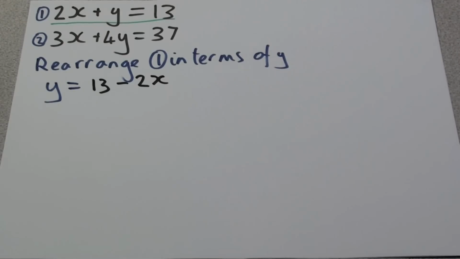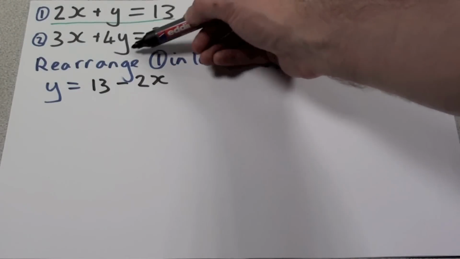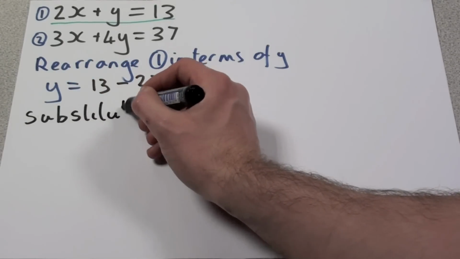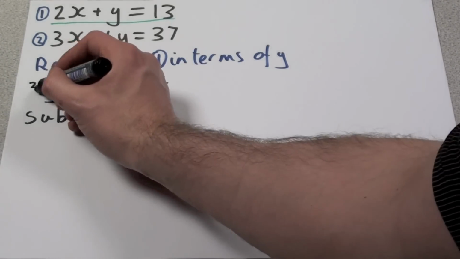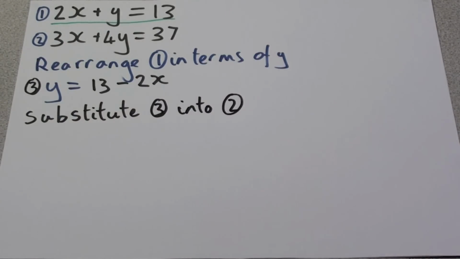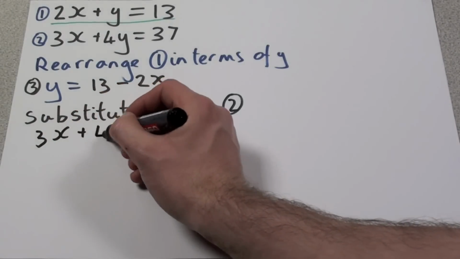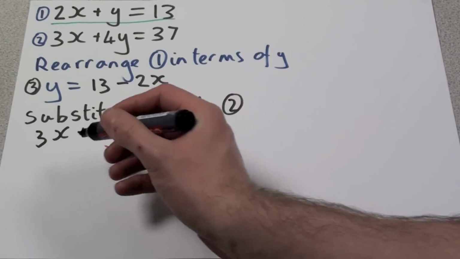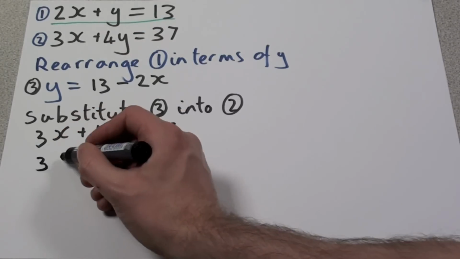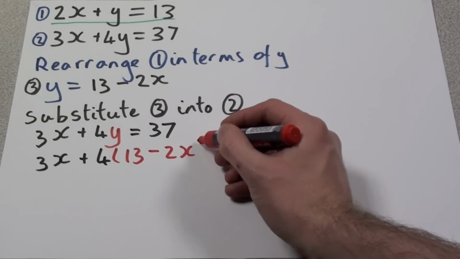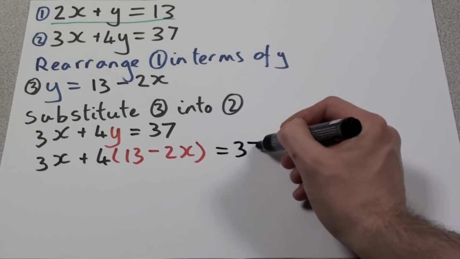What do I do with this now? Now that I know what y is equal to, I can put it into my other equation in place of the y. So substitute our new equation number 3, remembering to label it, into equation number 2. So my new equation, which was 3x plus 4y equals 37, is going to become 3x plus 4 lots of 13 take away 2x, which still equals 37.